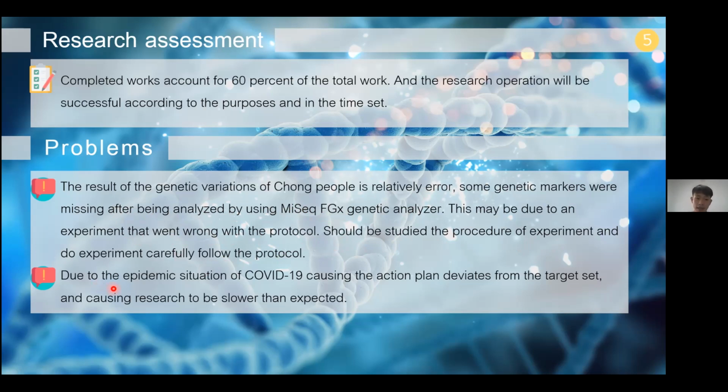And due to the epidemic situation of COVID-19, the action plan deviated from the target set, causing research to be slower than expected.